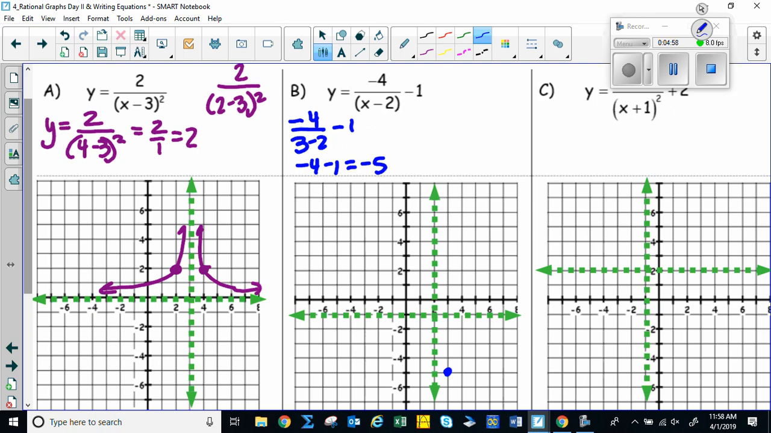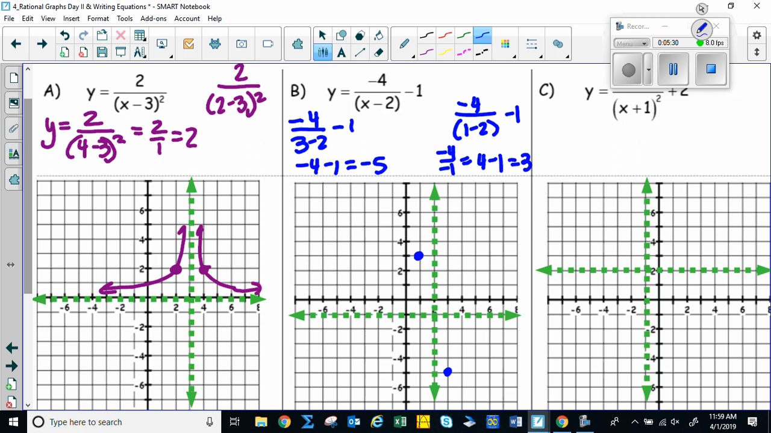All right. So now let's do the same thing, 1 unit to the left of the vertical asymptote. So what value of x is 1 unit to the left of the vertical asymptote? 1. So if I have negative 4 and I have 1 minus 2 minus 1. So what's 1 minus 2? Negative 1. So negative 4 over negative 1 is positive 4, and then I still have to subtract 1. This gives me 3. So when x is 1, y is 1, 2, 3.